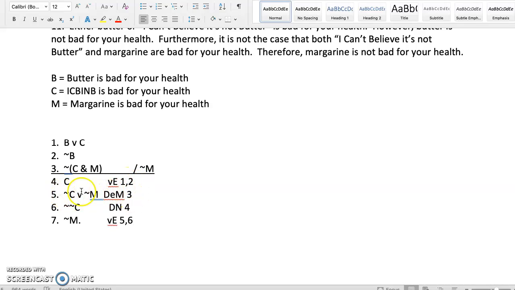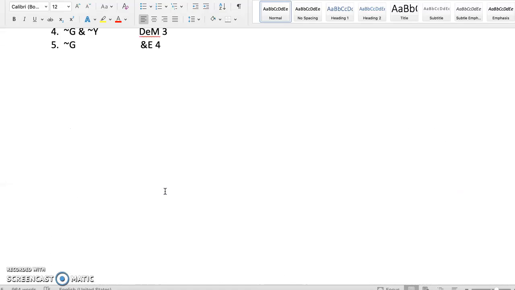So here's a disjunction. Here's the negation of one of the disjuncts. That gives us as output the other disjunct. And that's another rule I see mistakes on a lot. I see one number after disjunction elimination. But remember, you need two things. You need the disjunction, you need the negation of one of the disjuncts. All right, hope that helps.